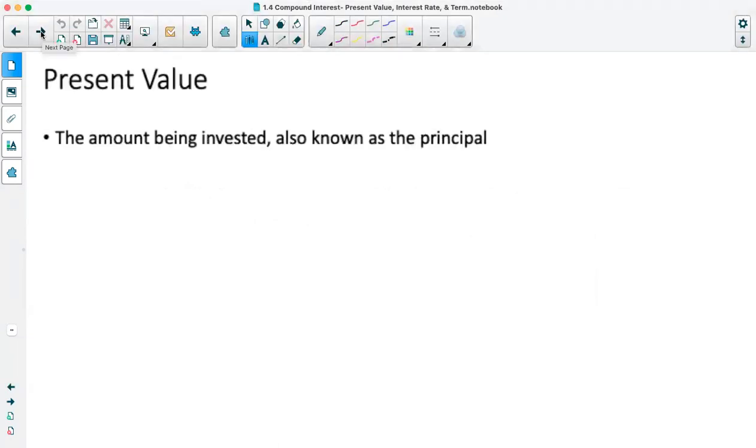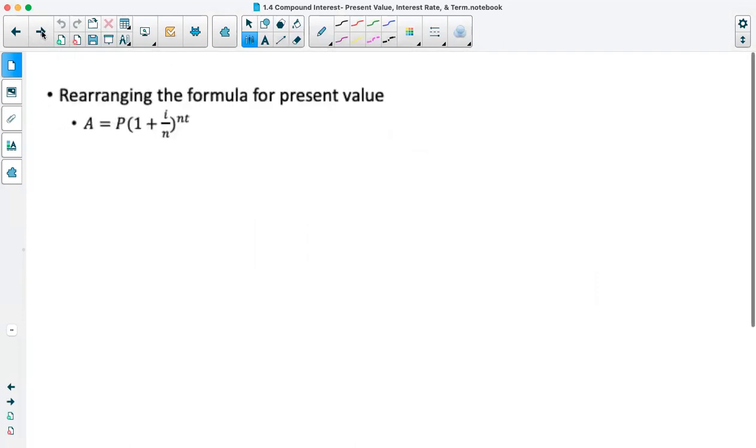So present value is a value being invested, also known as our principal. So rearranging our formula for present value, if we've got A is equal to P times 1 plus I over N to the power of NT, it is actually just one step to get our principal on its own, because our principal is technically being multiplied by everything here. So we'll do the opposite operation and divide both sides by 1 plus I over N to the power of NT. And because we divide this side by it, we also have to divide this side by it. So that's 1 plus I over N to the NT.